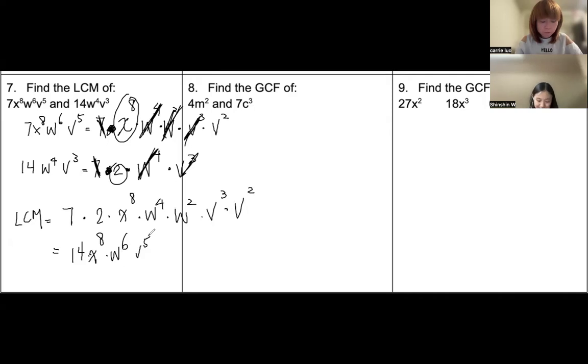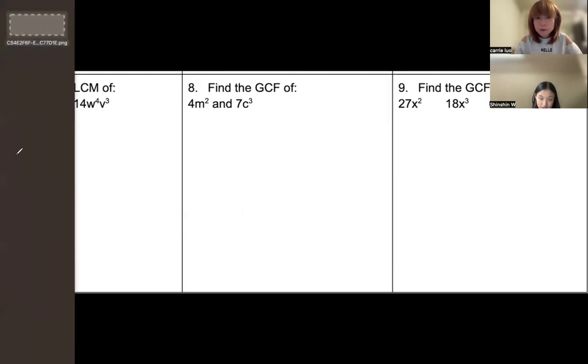And for number 8, is the answer just 1 because they have nothing in common? Yeah. And Xinxin, what is your question? For 9, is the GCF 9x squared? Oh, later, let me just tell you number 7 first.